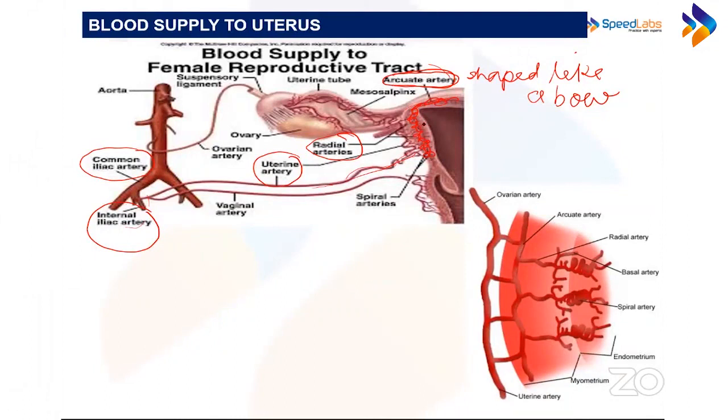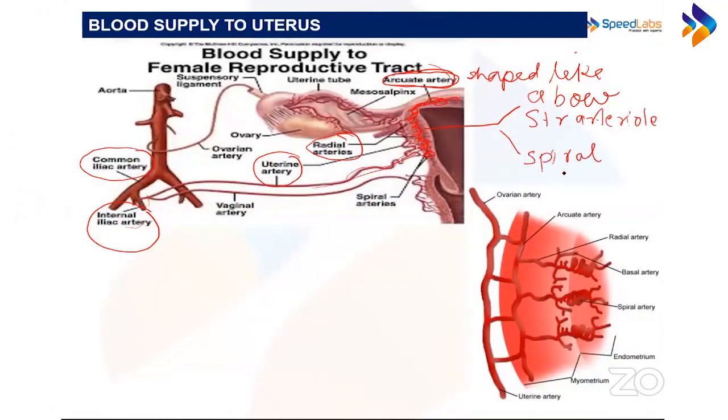So deep inside is the endometrium. Just before they begin to enter the endometrium, they divide into two kinds of arterioles. They branch into two: one is the straight arteriole, which does not show coiling, and the other is the spiral arterioles.